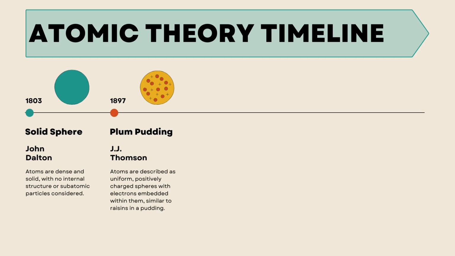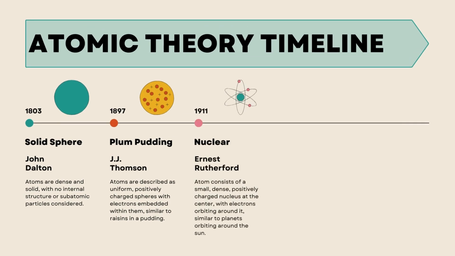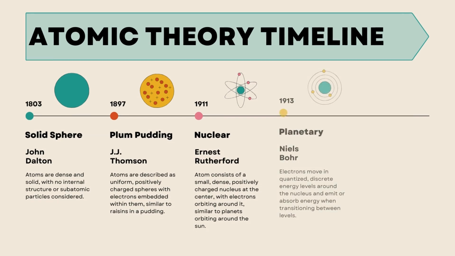As time passed and more research occurred, in 1911 a new scientist came, known as Ernest Rutherford. He gave us the nuclear model. According to his theory, the atom consists of a small, dense, positively charged nucleus at the center with electrons orbiting around it, similar to planets orbiting around the sun. He said that a small ball-like structure is present in the center and electrons in oval form are present in orbit and revolve around the nucleus as the planets revolve around the sun. He shows us the structure of the atom like the solar system.